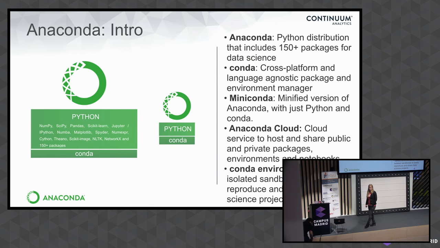Anaconda is a Python distribution with over 150 packages for data science. It comes with Conda, which is a package and environment manager that has several things that make it really interesting for data science applications. One is that it is language agnostic, and secondly it is cross-platform. So all of those who have had pains installing Python on Windows finally have a solution. Anaconda is pretty large, so if you want a minified version and be able to manage your own environments, you can just install Miniconda, which just comes with Python and Conda, and manage your own environments through it.